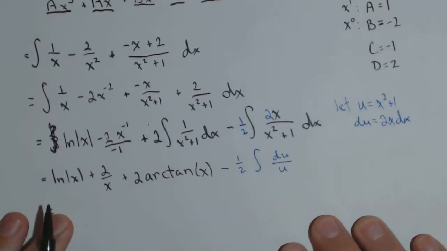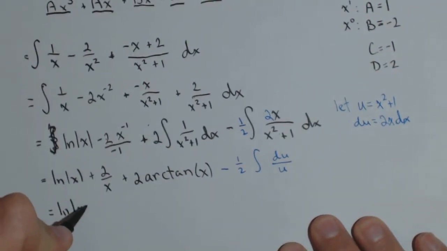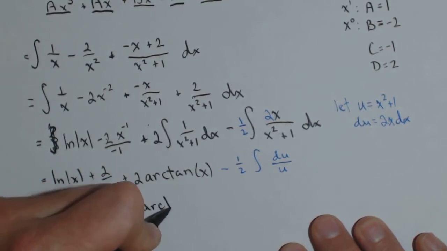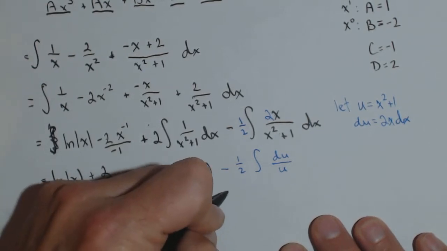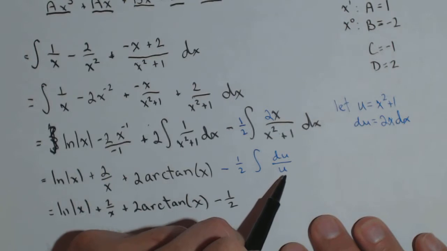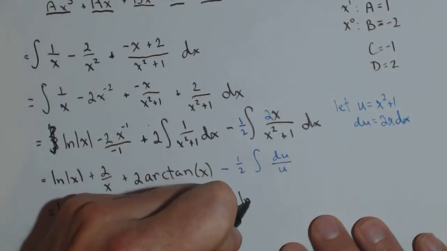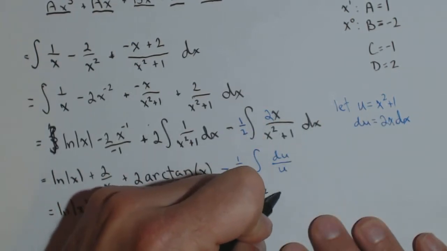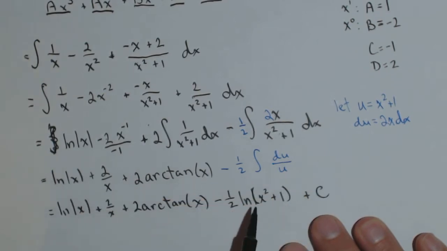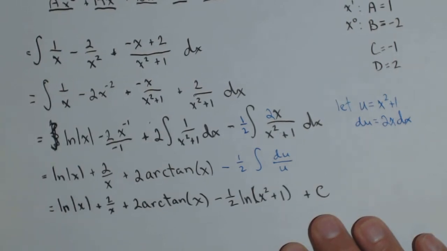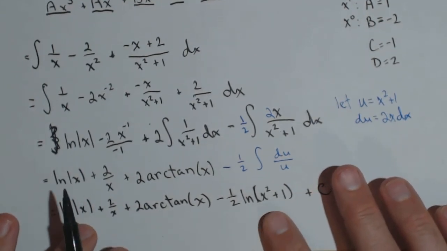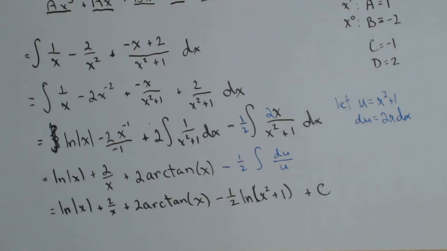So equals ln of the absolute value of x plus 2 over x plus 2 arctan of x minus 1/2. The antiderivative of du over u is natural log of u, so natural log. But remember, u is x squared plus 1, so I'm just going to sub back in the same step, plus c, and I don't need the absolute value because x squared plus 1 is going to be positive. So there is our antiderivative. If you want, you can combine these logs because we're going to have a difference of 2 logs, but I'm not going to worry about that for this video.